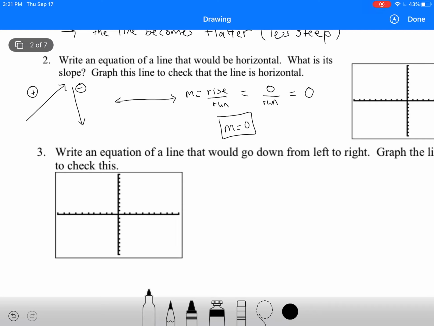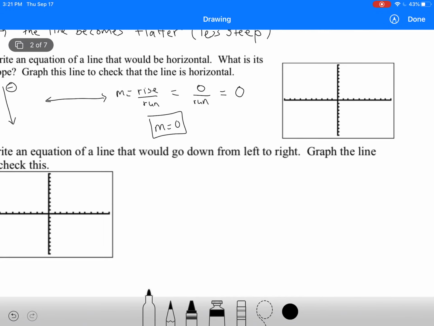It says graph the line to check the line is horizontal. So now we actually have to figure out an equation. Well, if we know that the equation of a line is y equals mx plus b, if our slope is 0, well, 0 times anything will just become 0. So 0x, right, that just disappears, and you're left with y equals b, which is the y-intercept.